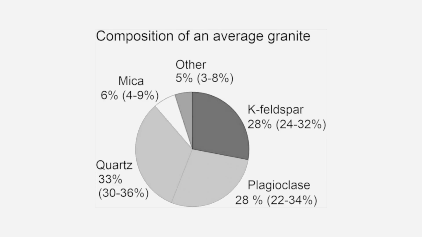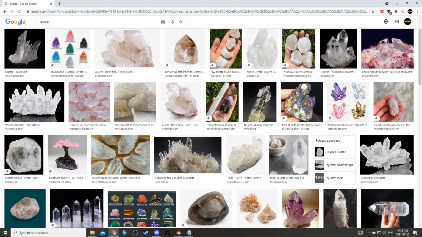Granite is primarily composed of quartz and feldspars. The bottom right where it says plagioclase, that's another type of feldspar. Quartz most people are familiar with. It can be cloudy or clear. It can have impurities in it.